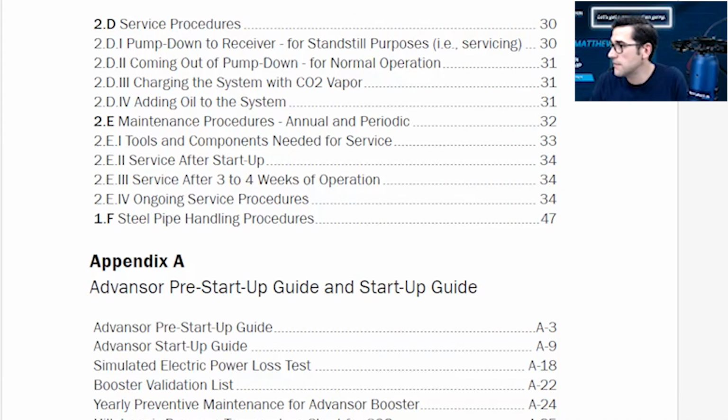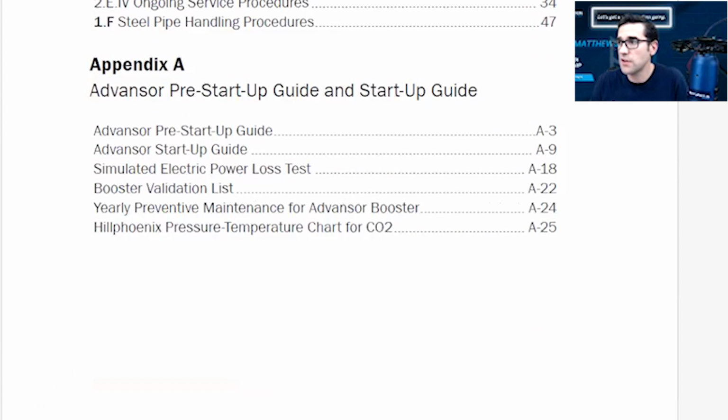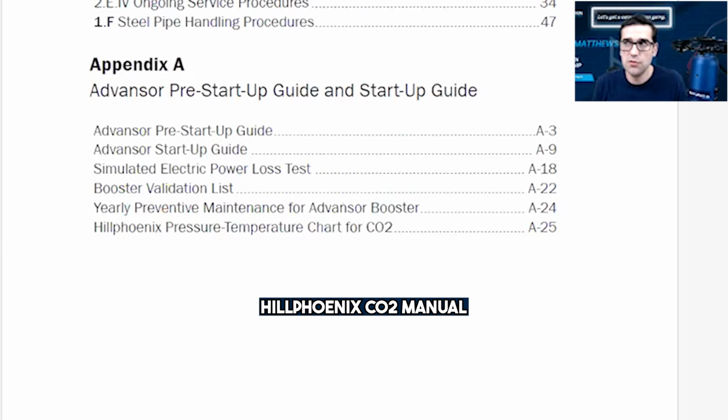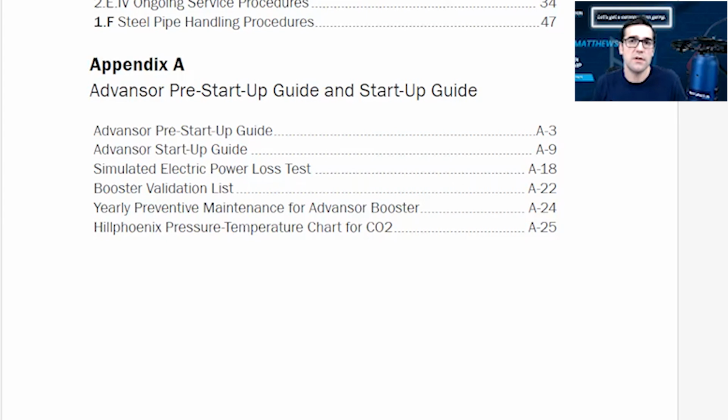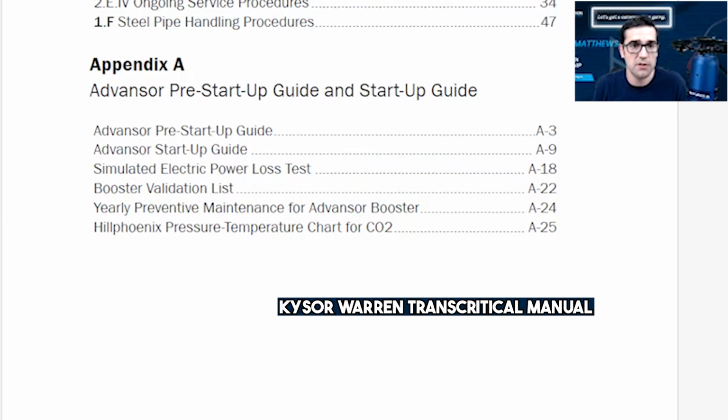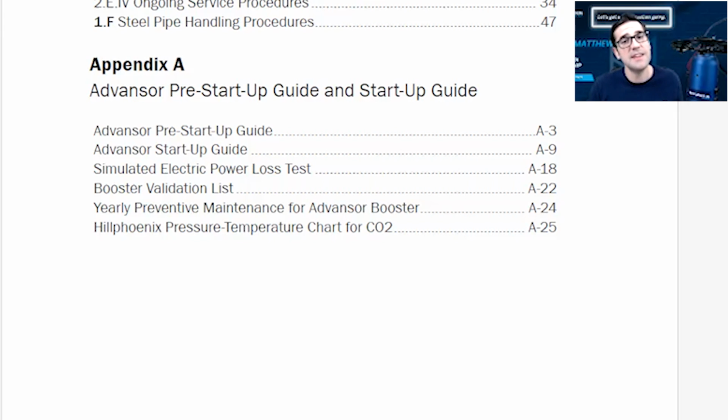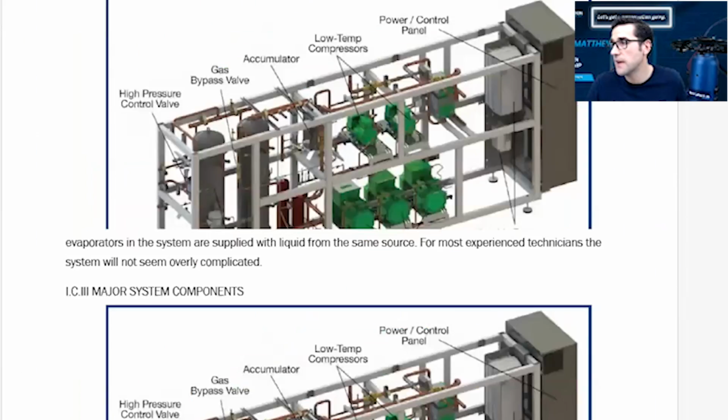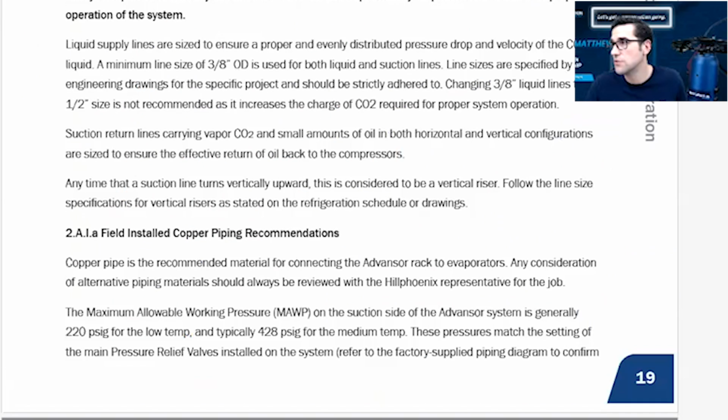This one here, I'm going to dive into the service procedure here, and you just have to go on Google and search it. Go Hillphoenix CO2 manual, the Vapco system LMP manual, or Kysor Warren transcritical manual. It's all there. But the big thing is spending that time investing in reading. It's easy to find the stuff, but it's not easy to spend the time and research and write stuff down and take notes. That's the big thing. That's really how I'm getting ahead in my CO2 information.